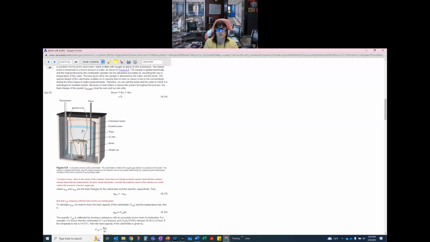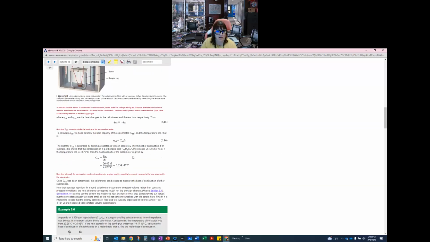In order to be able to do that, we have to know some things about the calorimeter: how much energy that calorimeter will accept on its own, how much energy the water can accept on its own. And that can give us information about what is happening in that bomb. Okay. Now, we can calculate the heat value for the calorimeter by looking at the C for the calorimeter. The quantity C-cal is calibrated by burning a substance with an accurately known heat of combustion.